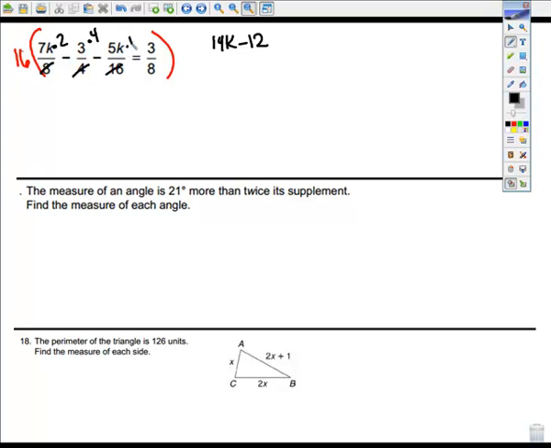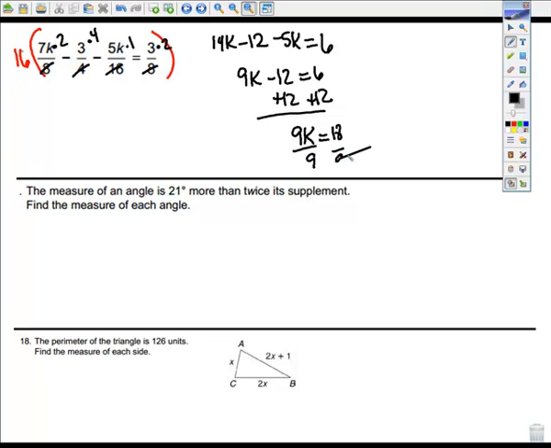16 divides into 16 once, so I get a minus 5k equals. 8 divides in twice, so 3 times 2 is 6. 14k minus 5k is 9k. Minus 12 equals 6. Add 12 to both sides. 9k equals 18. Divide by 9. Whoa. And k equals 2.